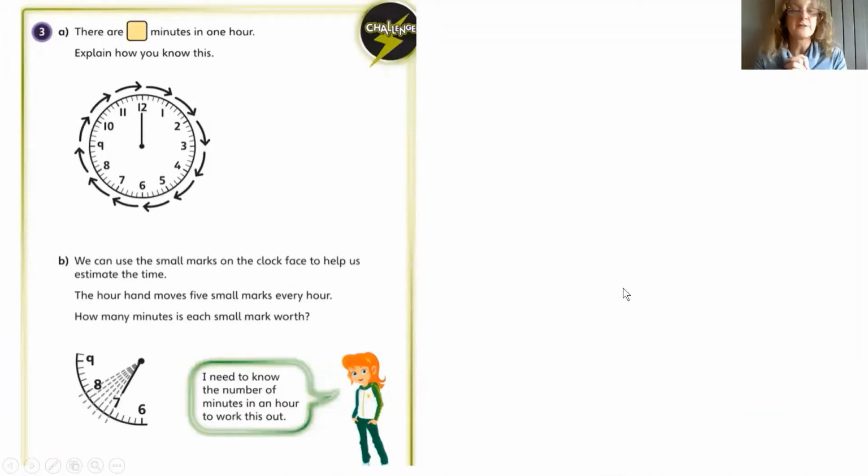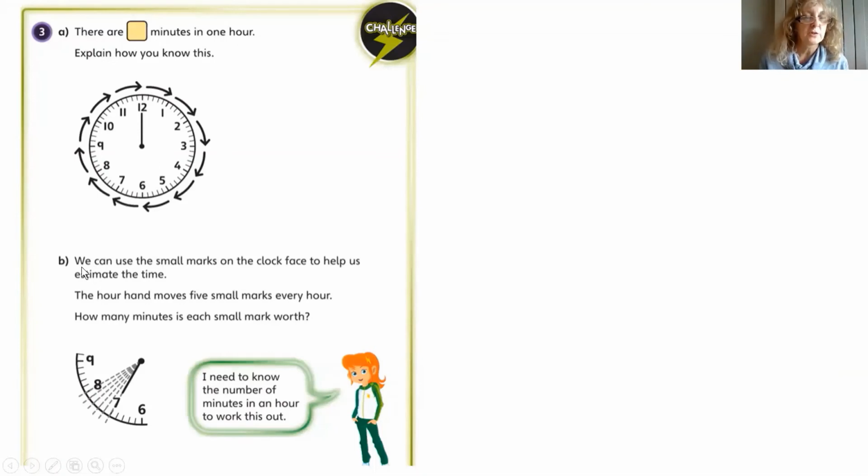Let's look at our challenge for today then. There are blank minutes in 1 hour. Explain how you know this, and this is to help you remember what we counted at the start of the lesson. There are how many minutes in 1 hour, and how do you know this?